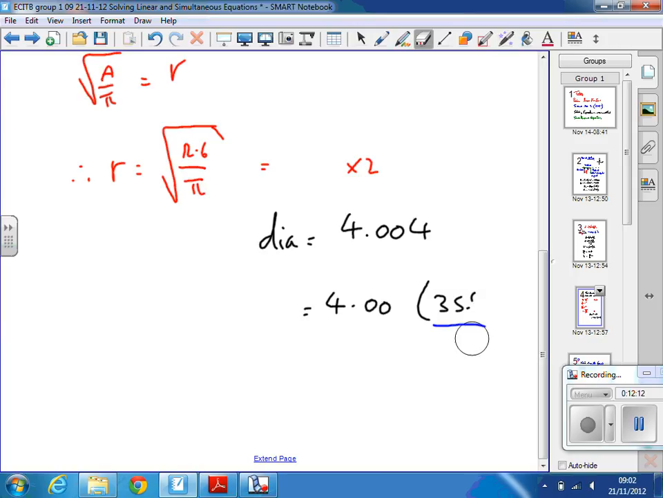So in this particular case, I'm after the answer 4.01 centimeters to 3 significant figures. I put in appropriate accuracy, the unit, and then I state the accuracy that I'm giving.